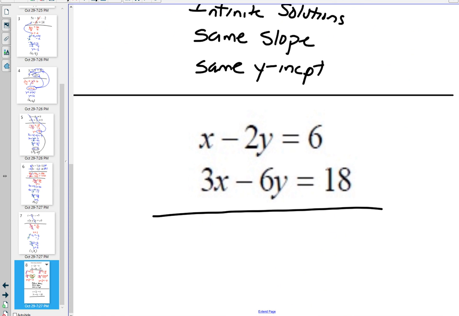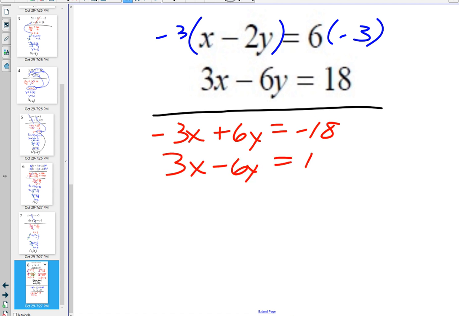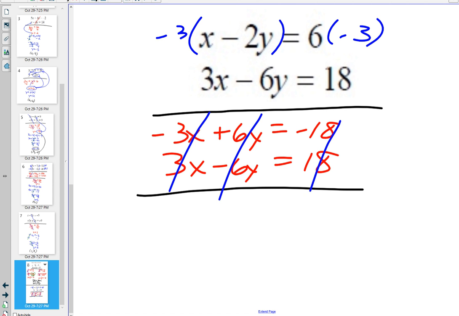So if you were to do it algebraically, I'm going to eliminate one of the two. Let's eliminate the x's here. If I were to get rid of the x's, I have to multiply the top by -3. So I get -3x plus 6y is equal to -18. On the bottom, I get 3x minus 6y is equal to 18. So remember, I said I was going to eliminate the x's. But when I go to add the columns, everything eliminates.